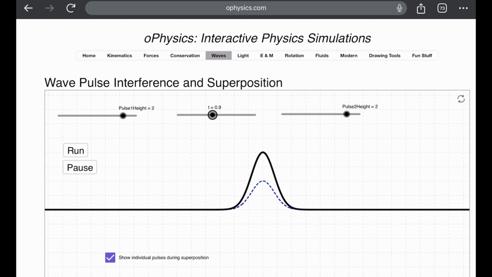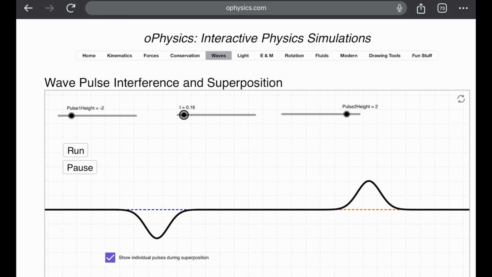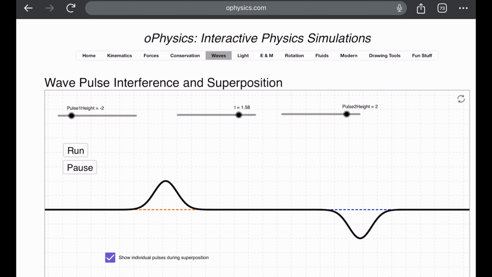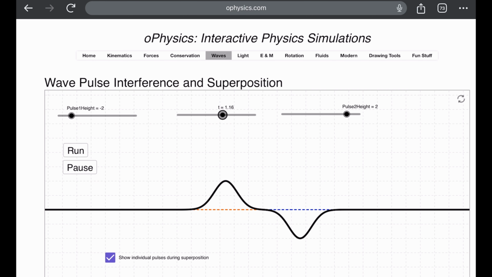Now let us take the other kind of interference. I'm changing the height of the first pulse. Let us make it negative, -2. Let us simulate this again. When I run this simulation, this is how they will proceed. Let me show you the point where they are fully interacting with each other.